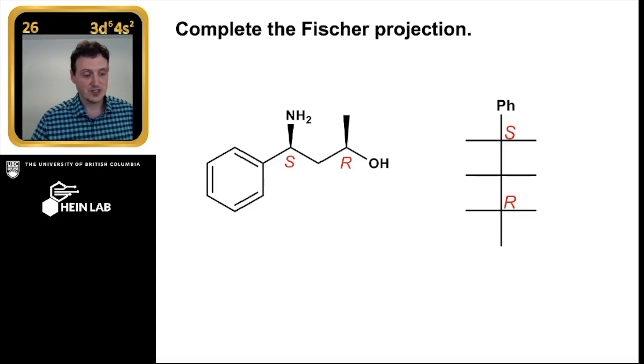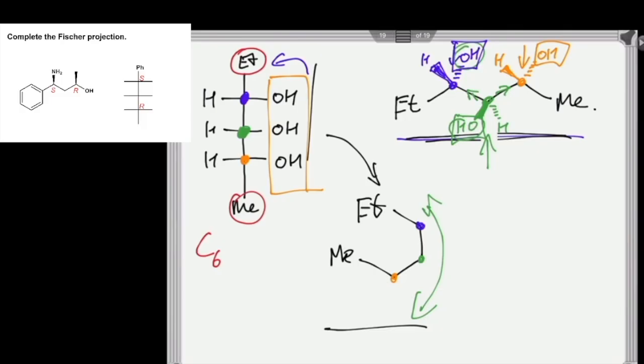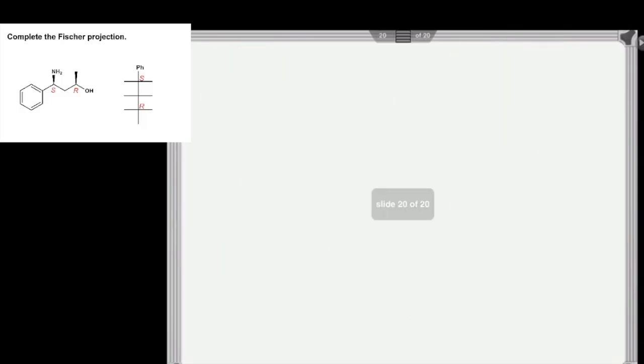So we can always use the absolute configuration to check and see, did I put things in the right position? If it was S, it should still be S, even as we change these perspectives. It does not change configuration by going to a Fischer projection.